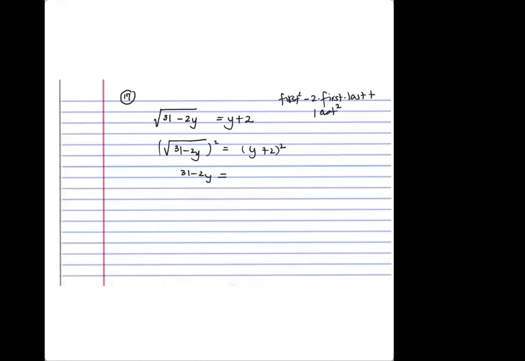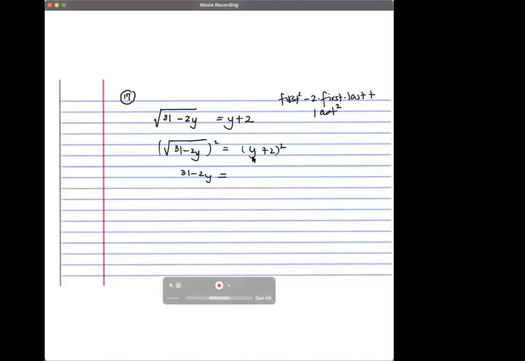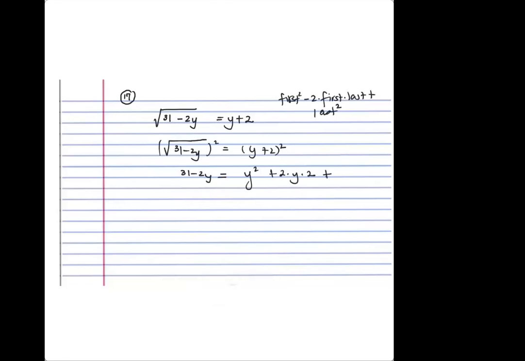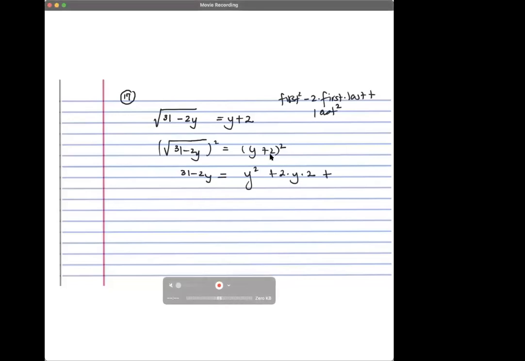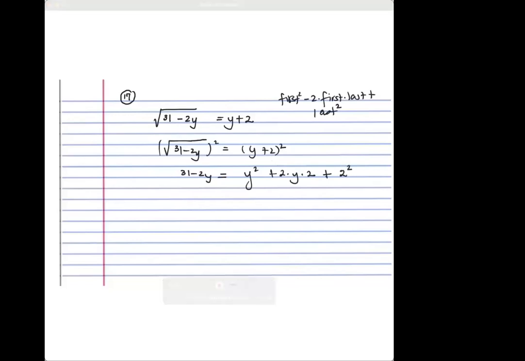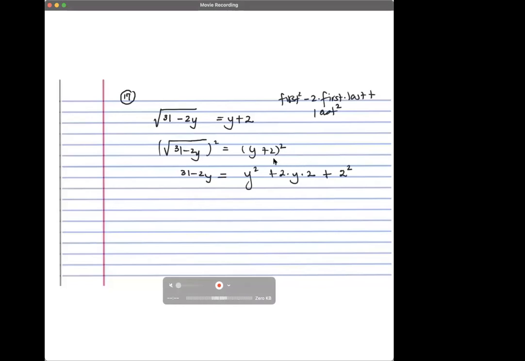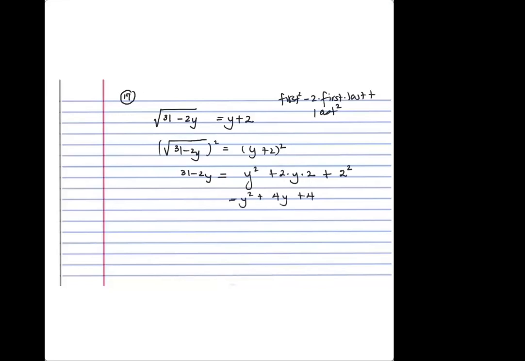You can do the A and B, that's fine, but I like it in words because I can see the first term is y. So I'm going to square y. Then the rule says take that 2, times the first times the last, plus 2 times y times 2, plus the last squared, and the last is a 2. And the reason why is when you FOIL it out, you're going to get the inside term, which gives you a 2y, and the outside, which gives you a 2y, and you get 2 of the 2y's. So then you get y squared plus 4y plus 4, and 31 minus 2y.